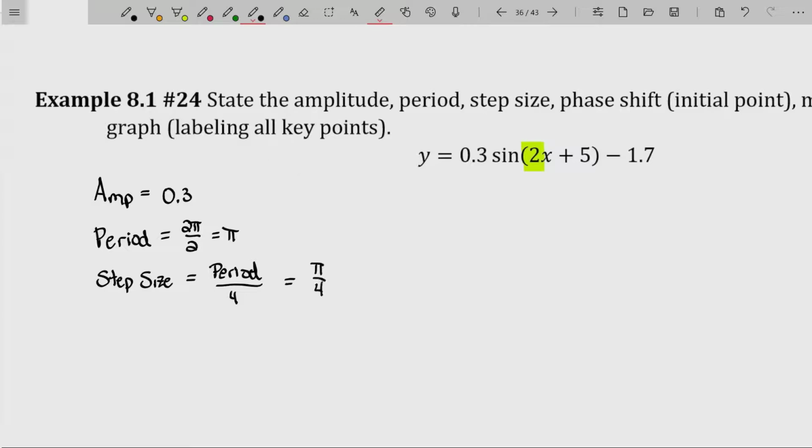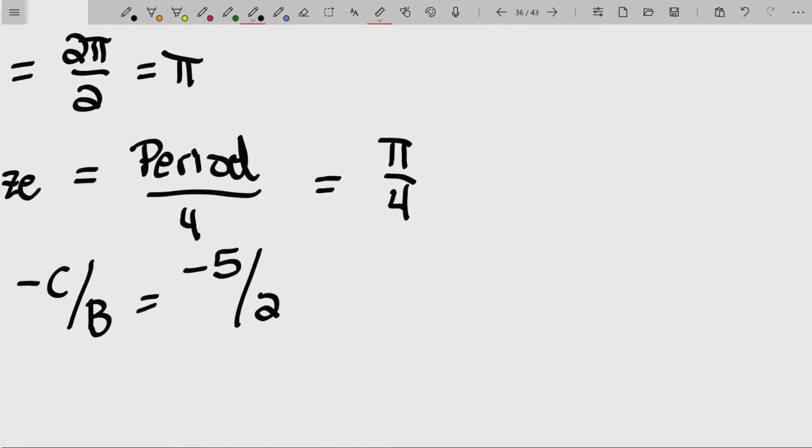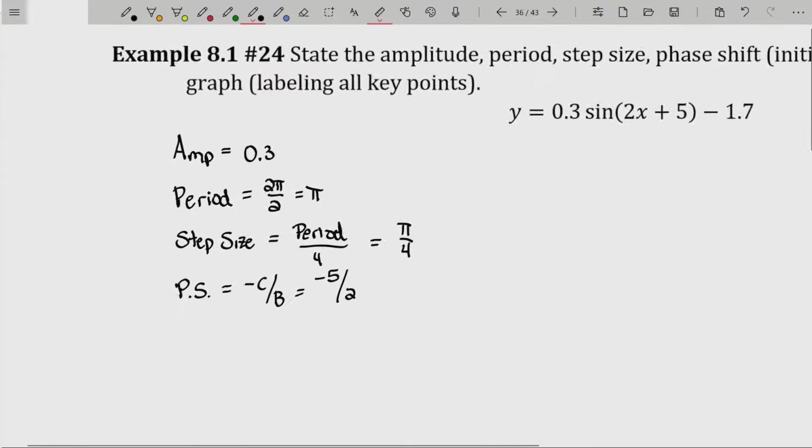Nothing bad yet. I say yet because I know something's coming. Now let's move on to this guy, and that has something to do with the phase shift. The phase shift is equal to negative c over b. That's a negative 5 over 2. And here's where we have an issue, because remember, when you start graphing, you start at the phase shift and you add your step size. Well, the step size has pi's in it and our phase shift does not. But don't worry, there's a nice way to write it, so don't freak out.